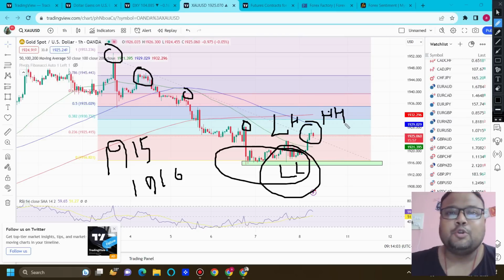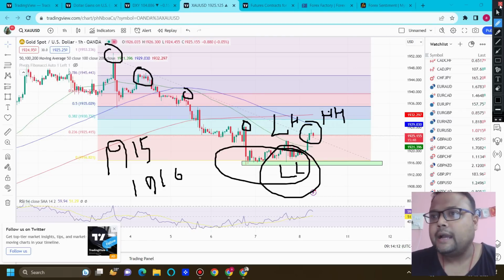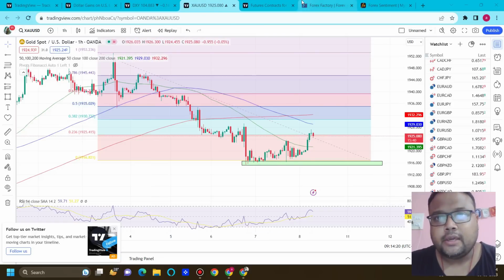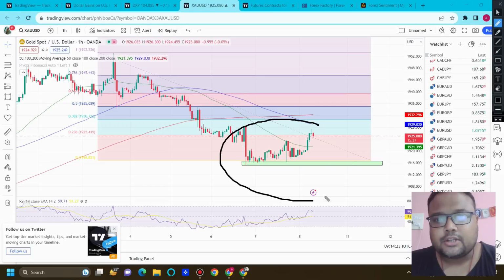See, no market in the world always goes in a particular direction. All the markets will have trend reversals at different points. And how do we identify a trend reversal? We identify a trend reversal by looking at the highs and lows of the market. So here we can see that the structure of the market is changing right now.